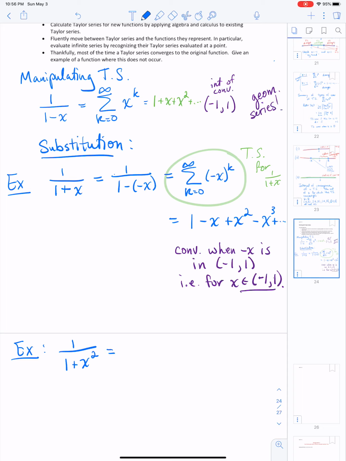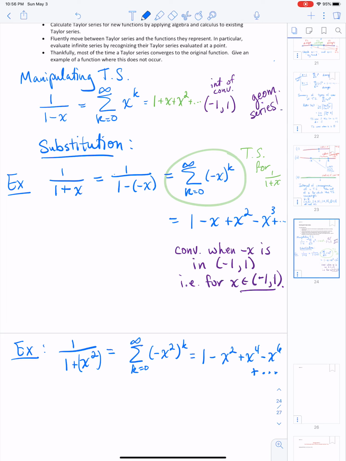Right, and now here I have a Taylor series for 1 over 1 plus x, and so I could just plug in x squared everywhere I see an x in the preceding Taylor series. So we could write the sum from k equals 0 to infinity of negative x squared to the k. And here, if I want to write out a few of the terms, we would have 1 minus x squared plus x to the 4th minus x to the 6th plus dot dot dot.